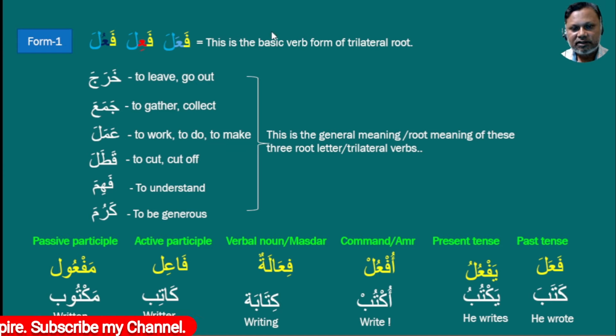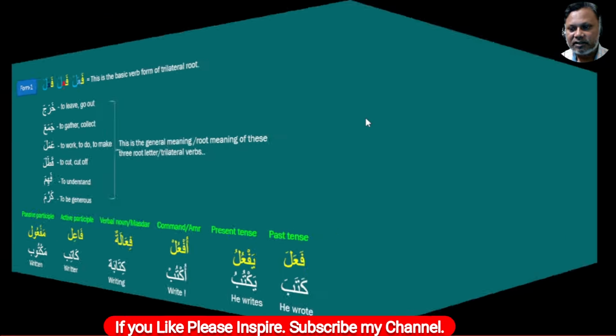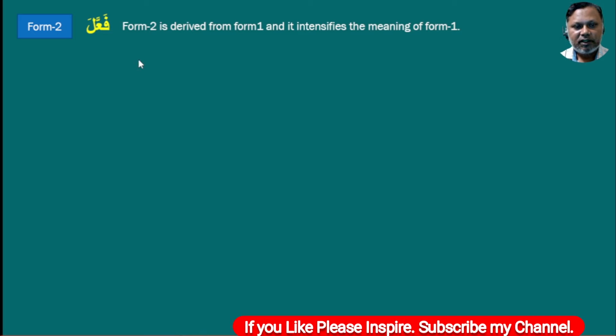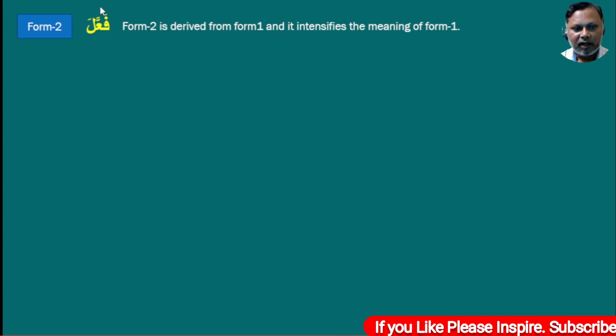This form 1 is the basic verb, and form 2 is actually the branch of the family. Let's start with the form 2 verb today. Form 2 is fa''ala. Form 2 has been derived from form 1.